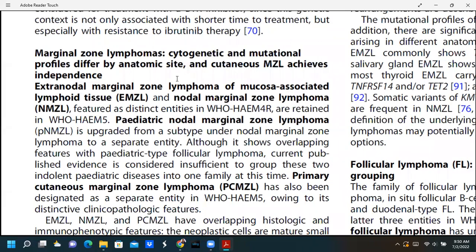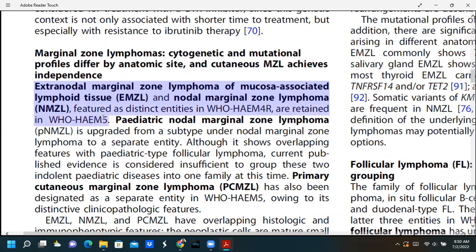Marginal zone lymphomas, cytogenetic and mutational profiles differ by anatomic site, and cutaneous marginal zone lymphomas achieve independence. So now they are saying that the cytogenetic and mutational profiles are different based on the anatomic site. And now the cutaneous marginal zone is a separate entity. Extranodal marginal zone of mucosa-associated lymphoid tissue and nodal marginal zone will be different. That was featured as distinct entities in 4R are retained. So they are the same as in 5R, in 5.